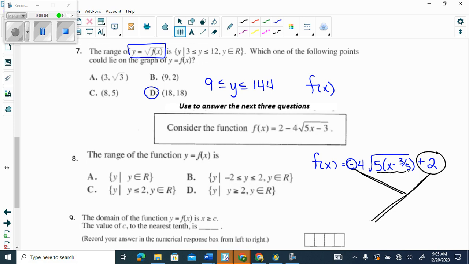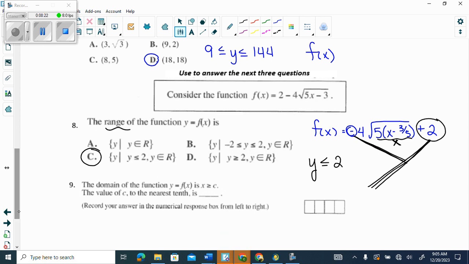And then this affects my x. You want to make a big y? Affects my y. That affects my x. So my range is what they're talking about. I'm going to flip my inequality, so it's going to be y is less than or equal to 2, which is C.